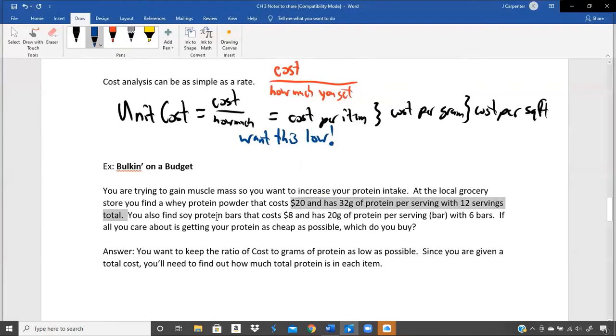Second scenario is you find some soy protein bars. So we got whey protein and soy protein, and we're not getting into the science of whether whey is better than soy or vice versa. I'm just mentioning that these are the typical products.